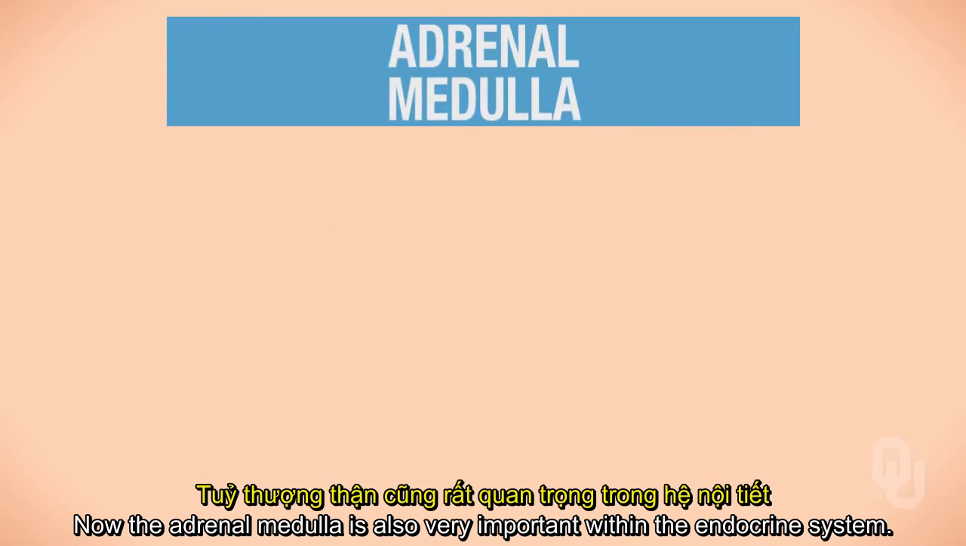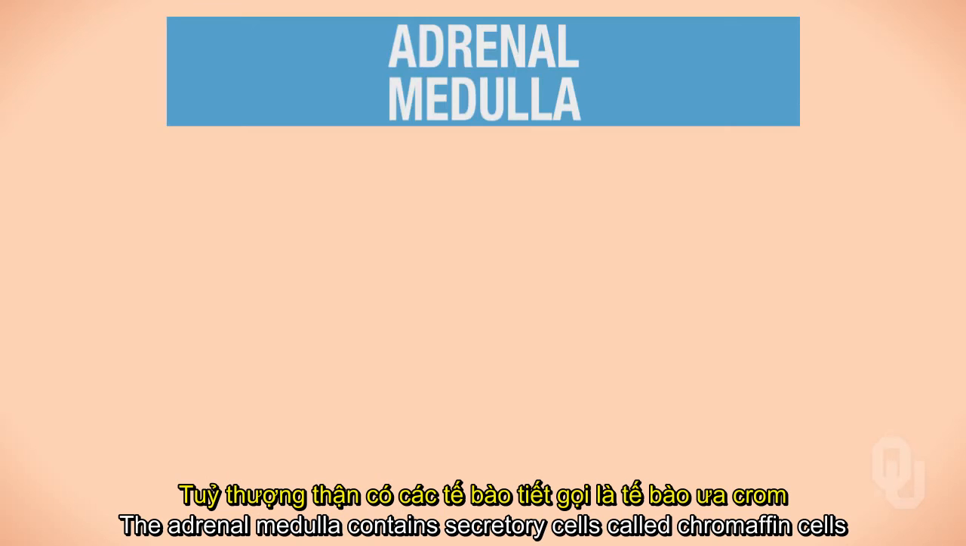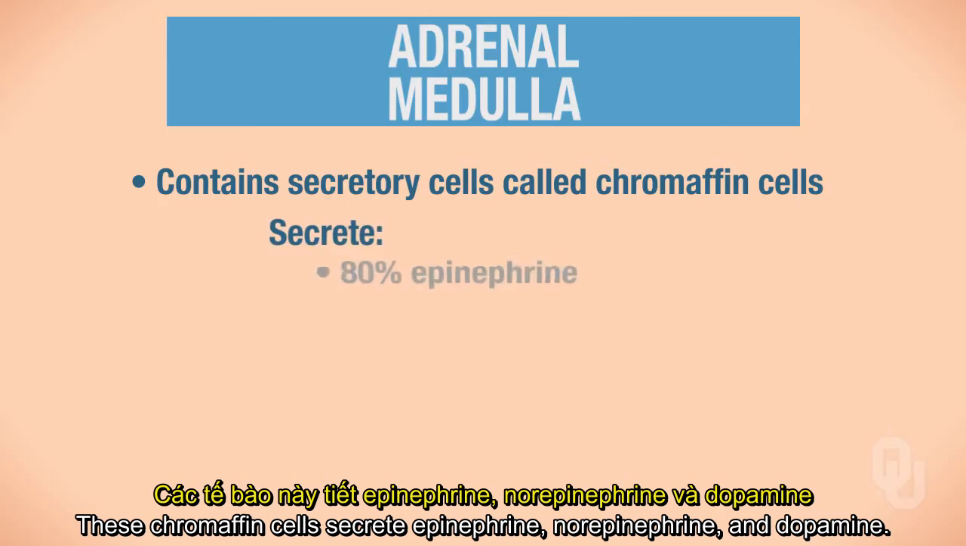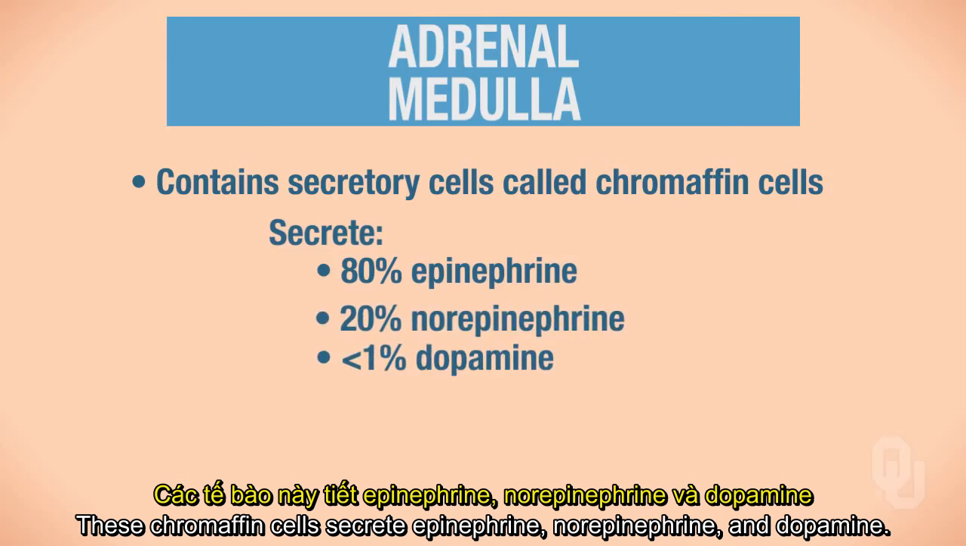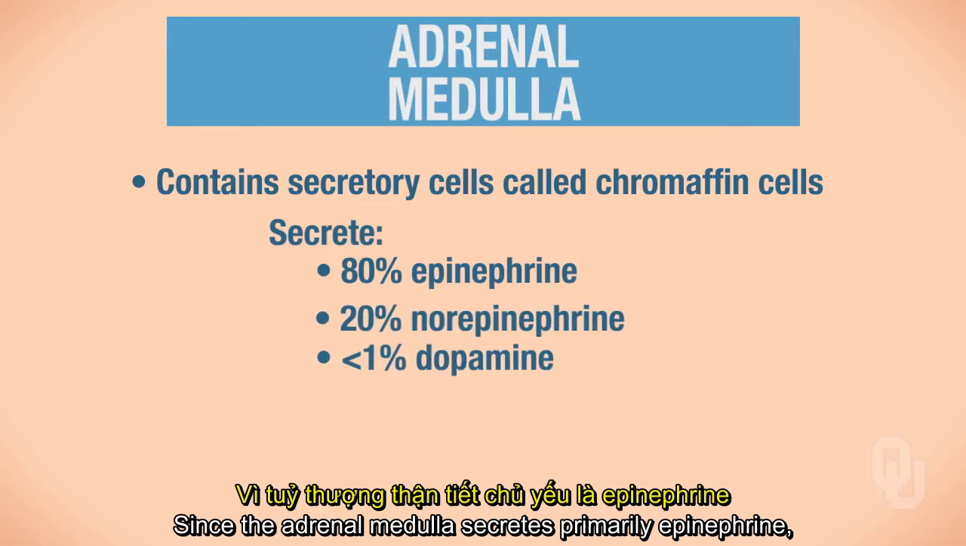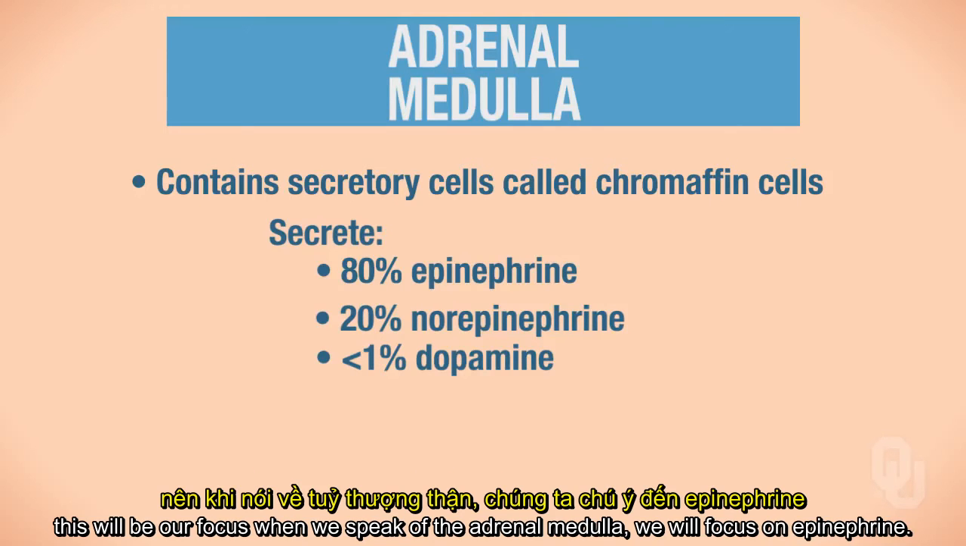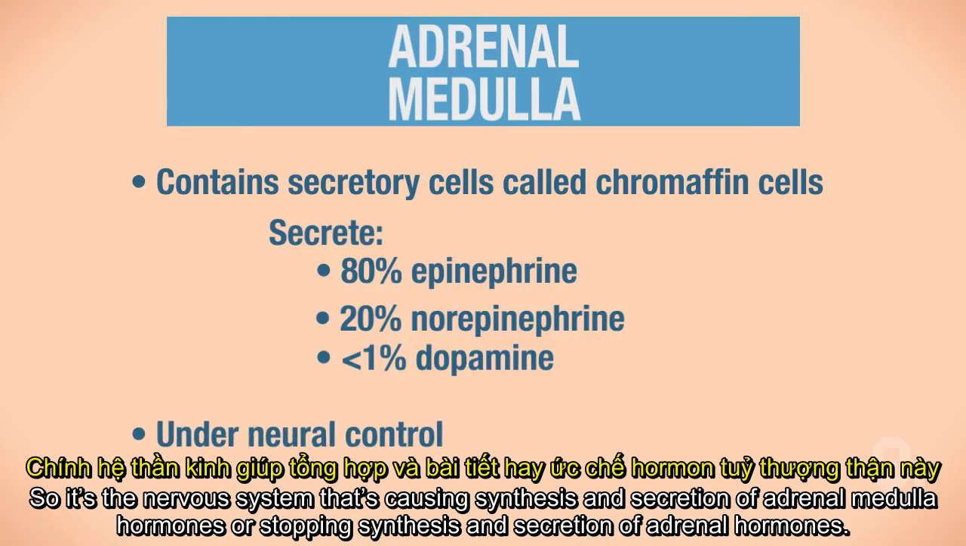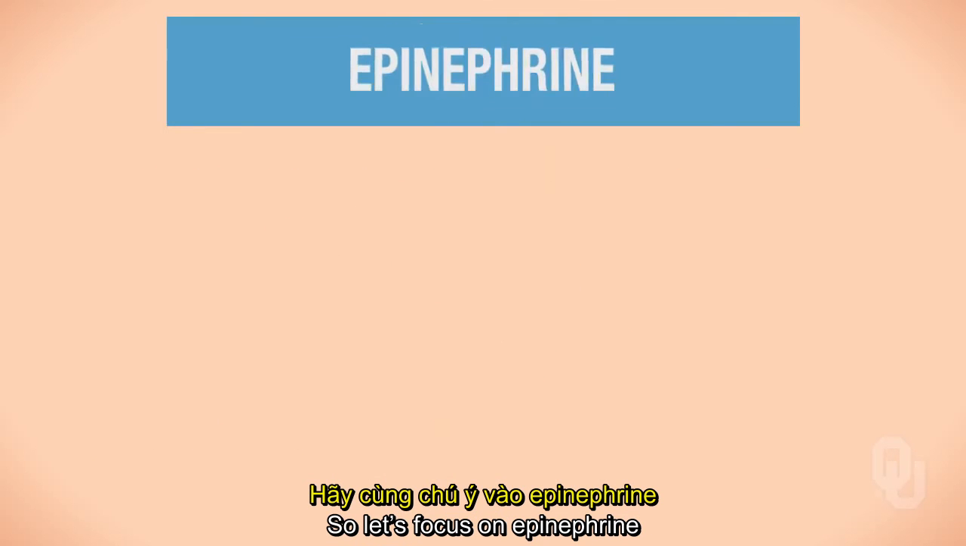Now the adrenal medulla is also very important within the endocrine system. The adrenal medulla contains secretory cells called chromaffin cells. These chromaffin cells secrete epinephrine, norepinephrine, and dopamine. Since the adrenal medulla secretes primarily epinephrine, this will be our focus when we speak of the adrenal medulla. We will focus on epinephrine. So this is under neural control. So it's the nervous system that's causing synthesis and secretion of adrenal medulla hormones, or stopping synthesis and secretion of adrenal hormones. So let's focus on epinephrine.